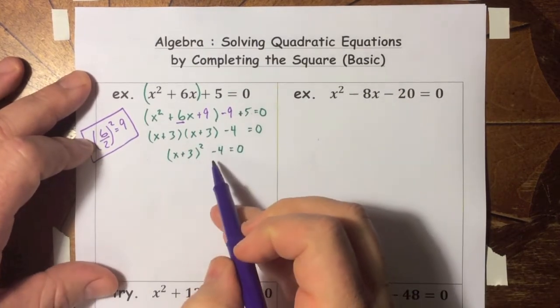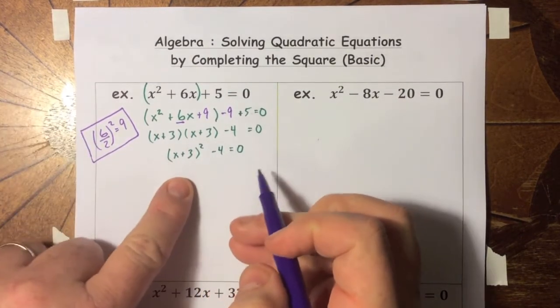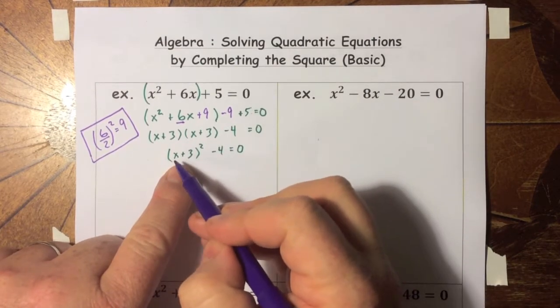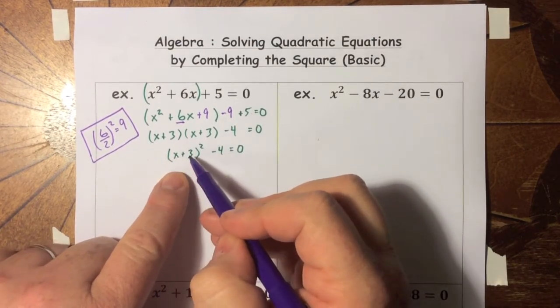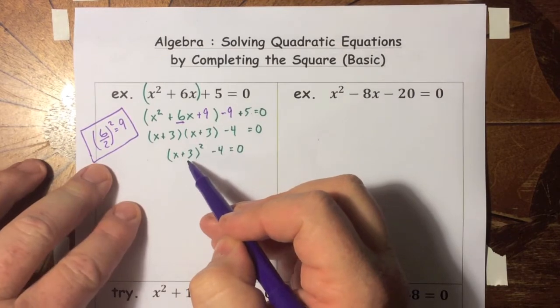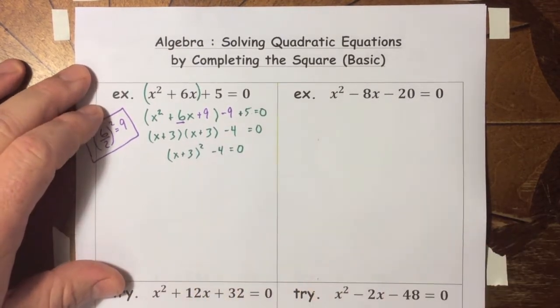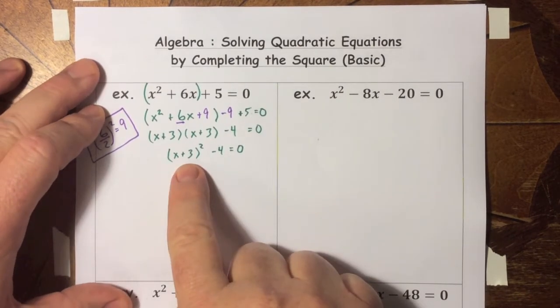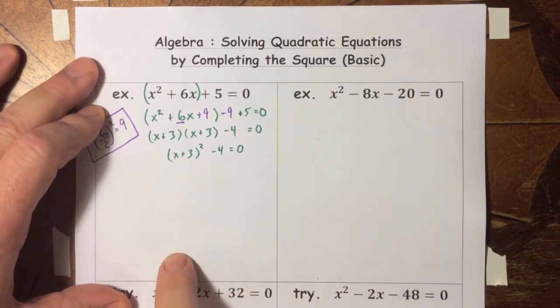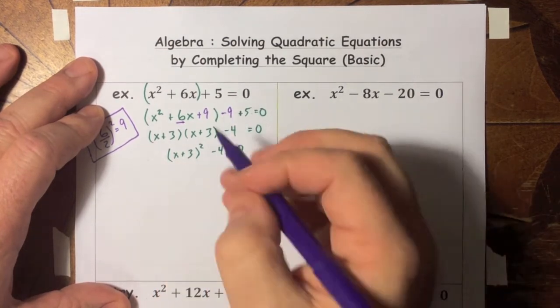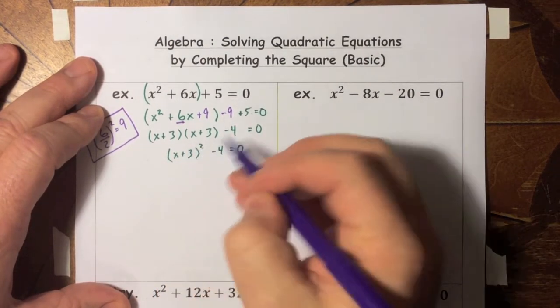At this point in time, you have actually completed the square. The whole idea of completing the square is to be able to write a perfect trinomial in its factored form written as a square. And at this point in time, you actually have completed the square. From here out, I'm going to finish this by using square roots. And that's how I'm going to go ahead and solve this. So I'm going to solve this by isolating the square term.